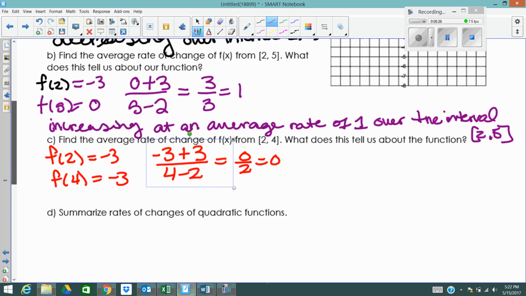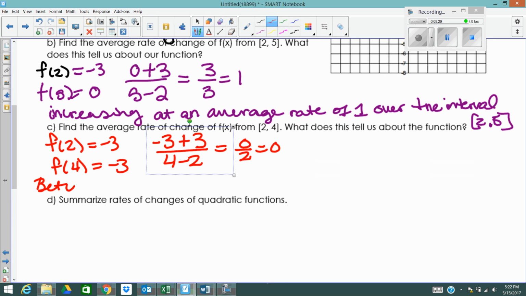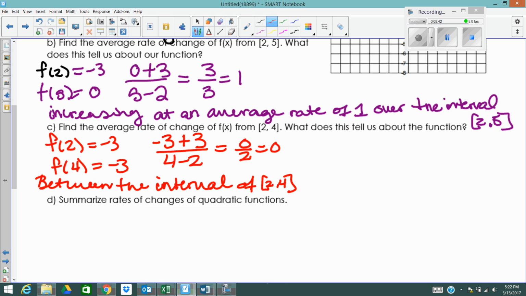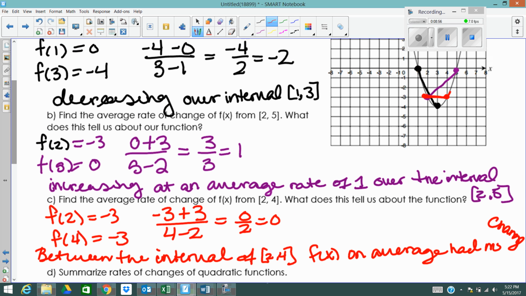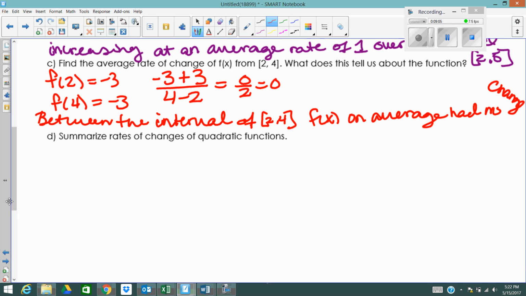So that tells us that between the interval of 2 to 4, f of x on average had no change. And you could probably have determined that just by looking at the graph over that interval and seeing that that's a horizontal line, which we know means no change or slope of 0.